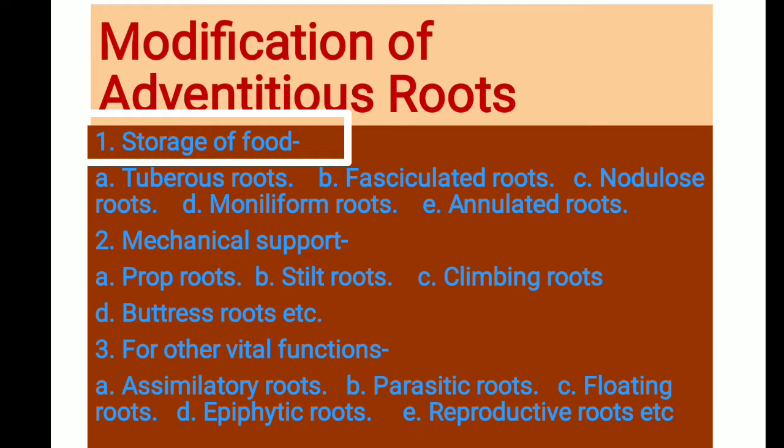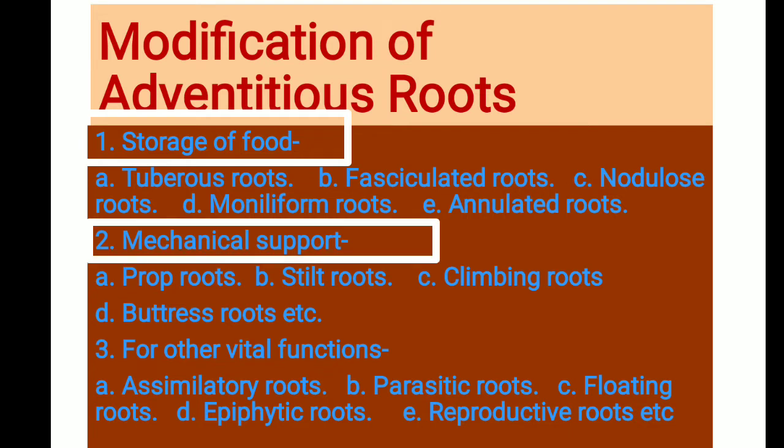Then next comes the extra mechanical support. Mechanical support, as we know, is that the roots provide anchorage or fixation of the whole plant body into the soil. But some plants require some extra mechanical support to hold the upper plant body. In that, the roots help the whole plant body. And the different types of roots that undergo modification are the prop roots, stilt roots, climbing roots, buttress roots, etc.